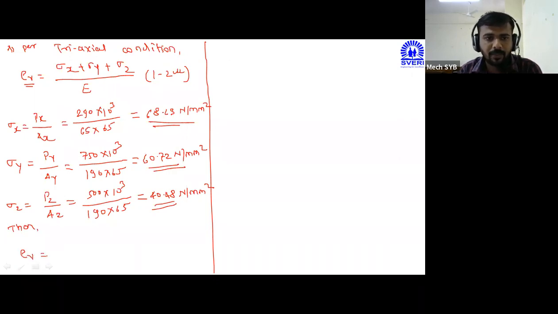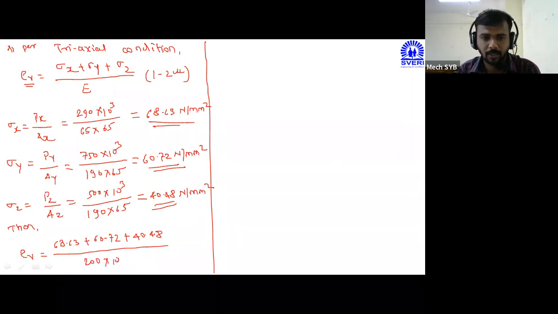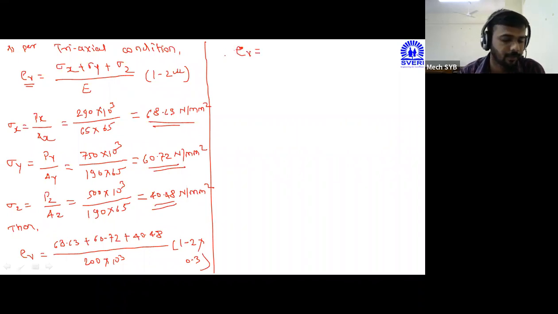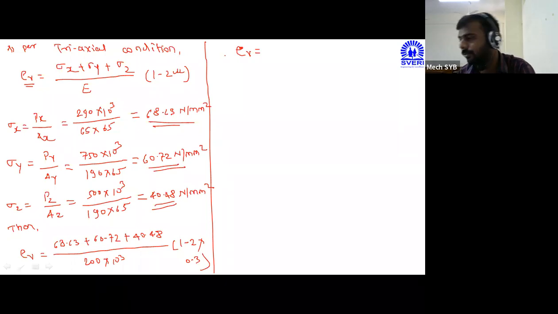Put the value: epsilon v is equal to sigma x, 68.63, plus 60.72, plus 40.48, divided by E, 200 into 10 raised to 3, in bracket 1 minus 2 into 0.3. So epsilon v, those who have calculated sigma x, sigma y and sigma z, they can calculate volumetric strain as per the triaxial condition, and you can represent your answer also in the chat box so I can verify.